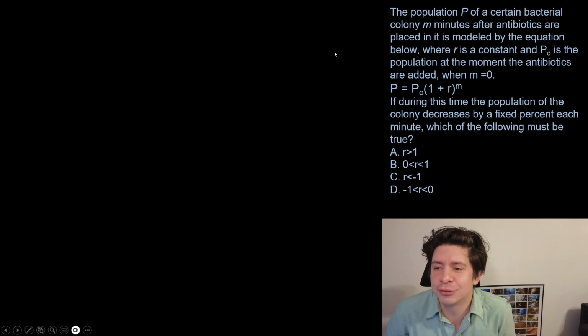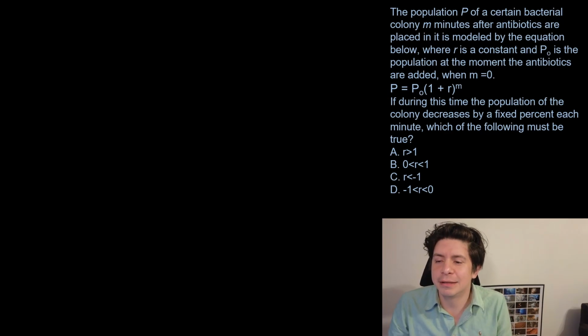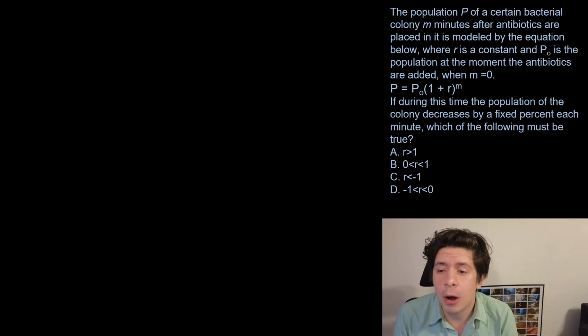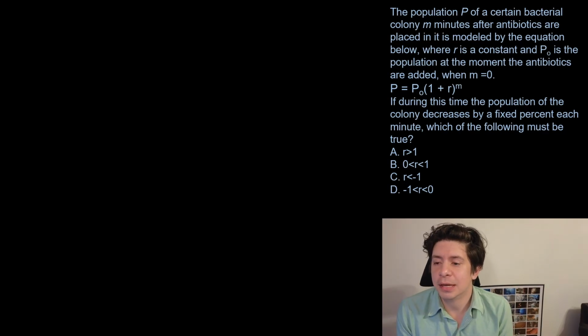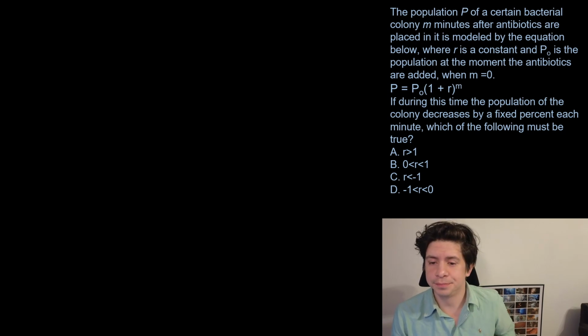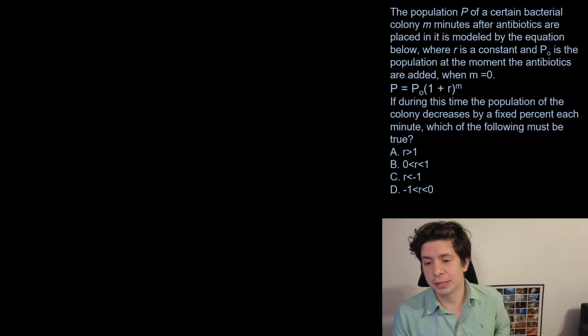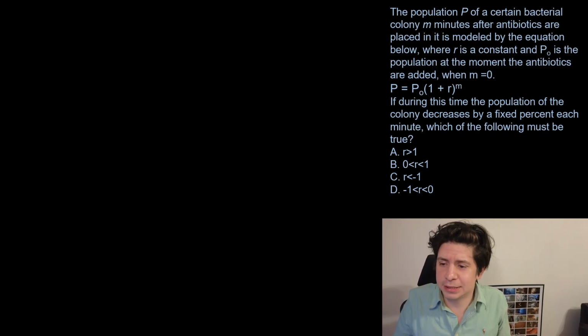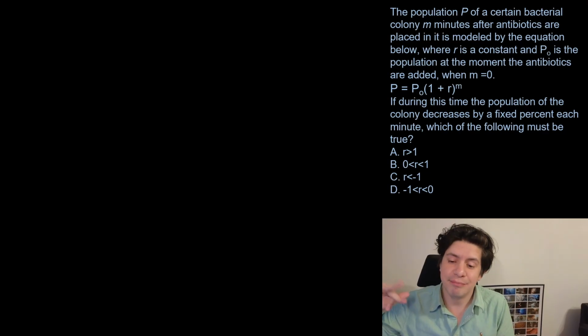The population P of a certain bacterial colony, m minutes after antibiotics are placed in it, is modeled by the equation below, where R is a constant and P initial is the population at the moment the antibiotics are added, when m equals 0. P equals P initial, parentheses 1 plus R to the m. If during this time the population of the colony decreases by a fixed percent each minute, which of the following must be true? All right, so I'll work this out, then I'll give you some main takeaways at the end of the video.